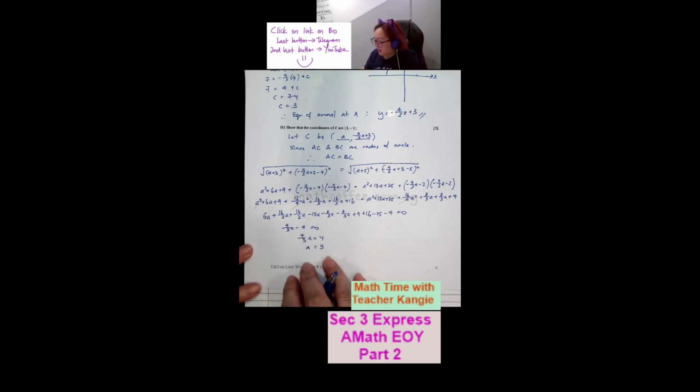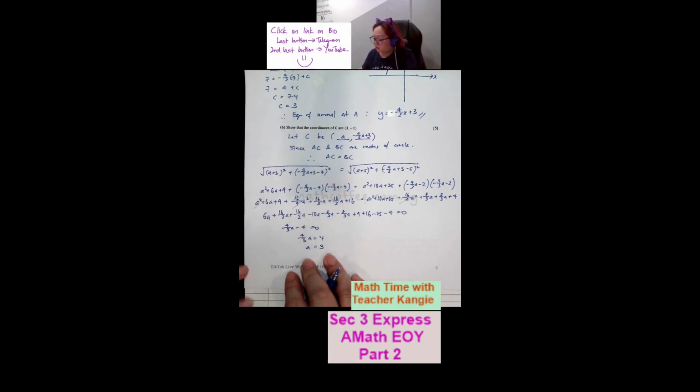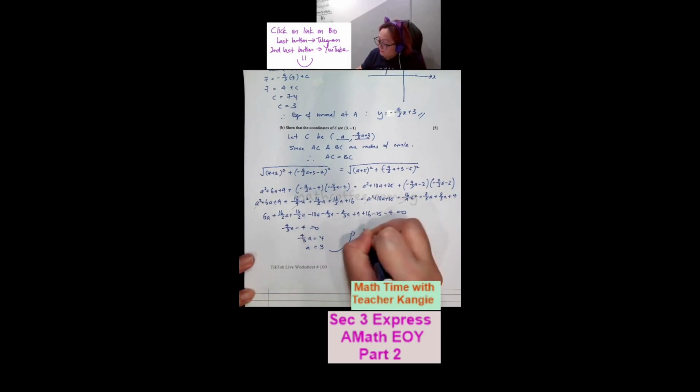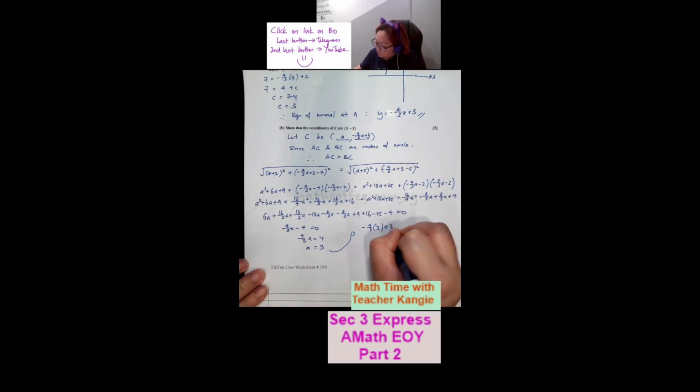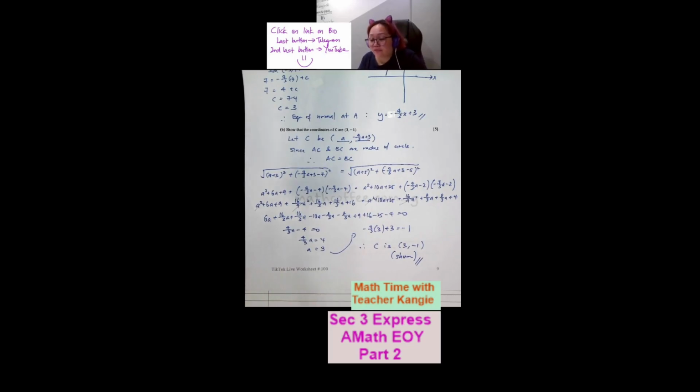Then where's my B? I don't need B, sorry, not B. My point here, the xy coordinate is minus 4 third A plus 3. So minus 4 third A plus 3 will actually give us negative 1. Therefore, C is 3, negative 1, shown. And we are done. Okay, so this is a 5 marks question.